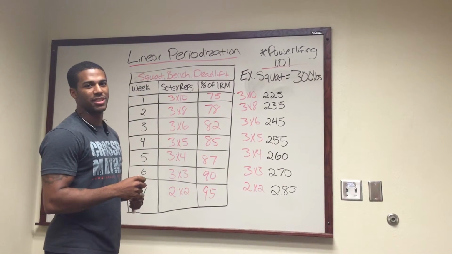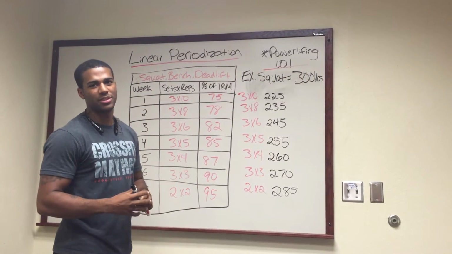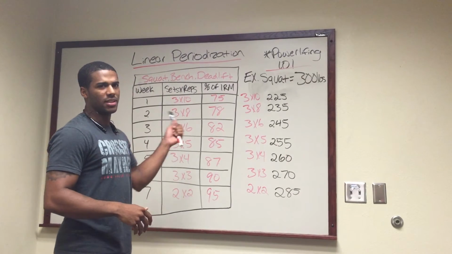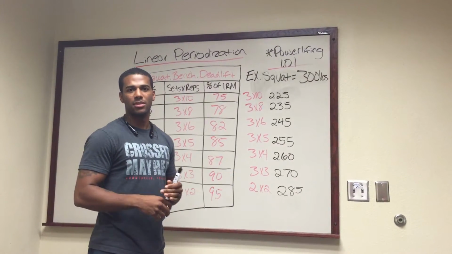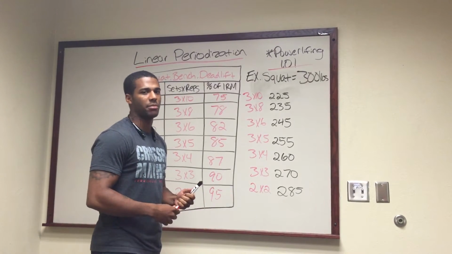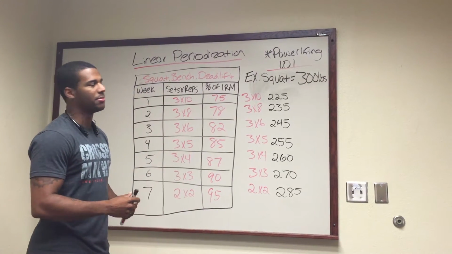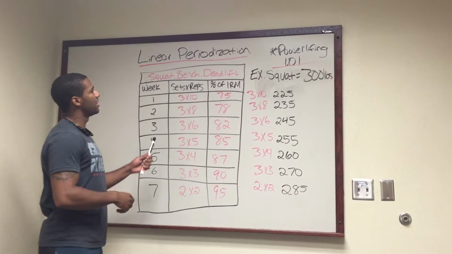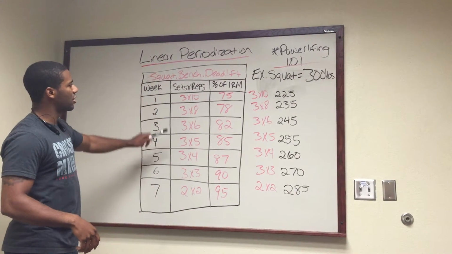Talking about linear periodization. There's two types of periodization: linear and non-linear. Linear is the more simple, and the non-linear is obviously the more complicated, and we can get into non-linear later. But today, we'll talk about linear periodization. It's very simple. Alright, so here, this is just a chart.